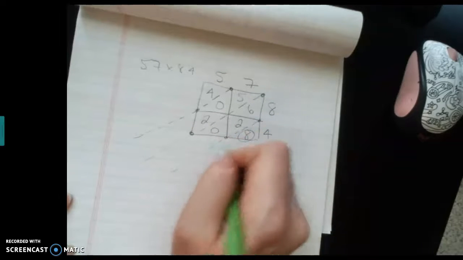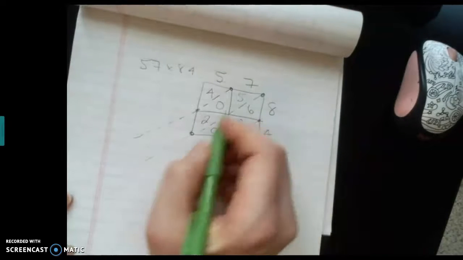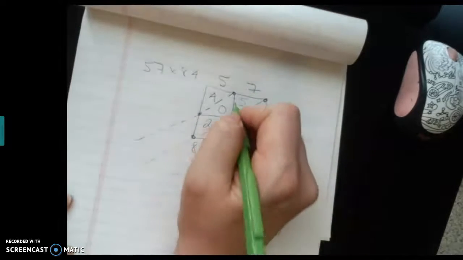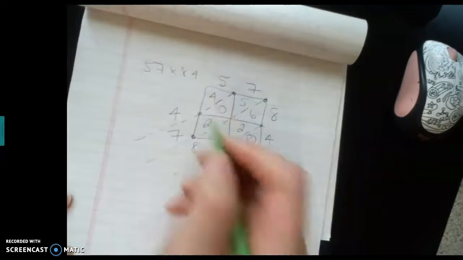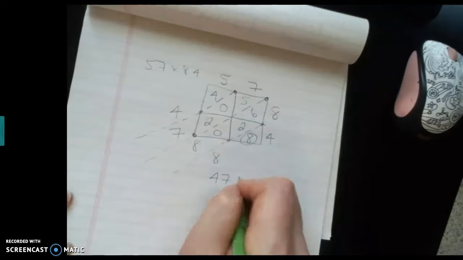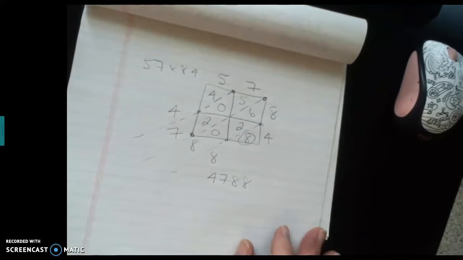So the 8 is just 8, so I'm going to put that there. 6 plus 2 is 8. 5 plus 0 plus 2 is 7, and then the 4 is there. So I get 4,788. Those are the main ones.